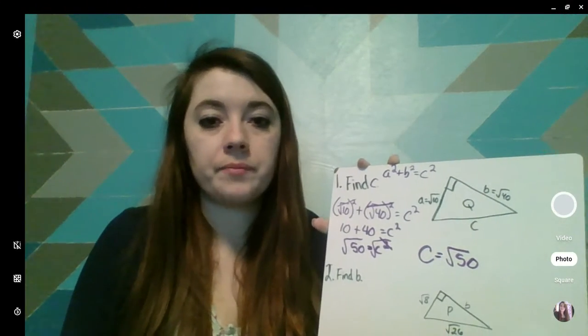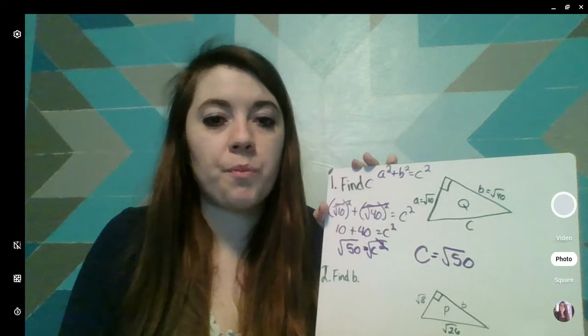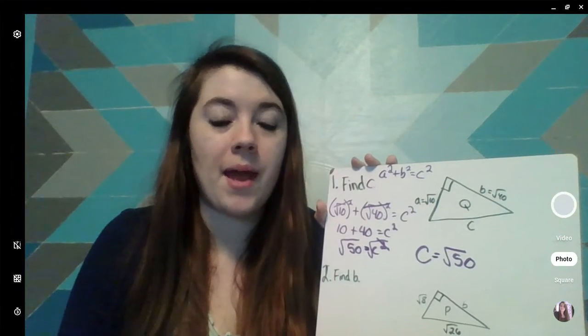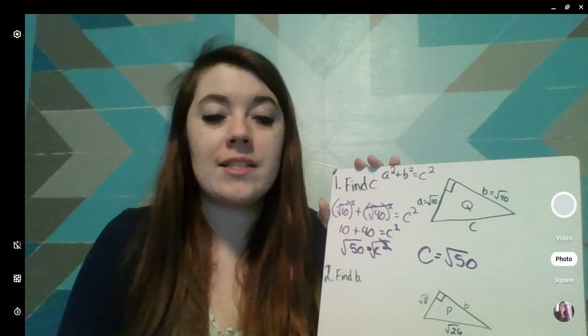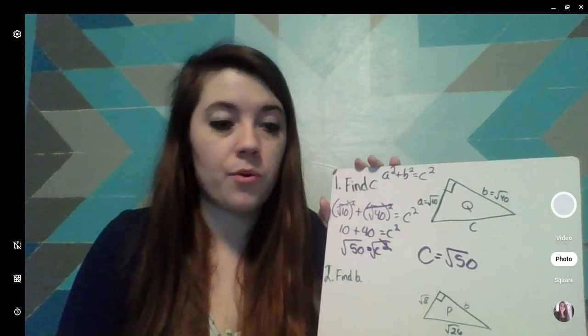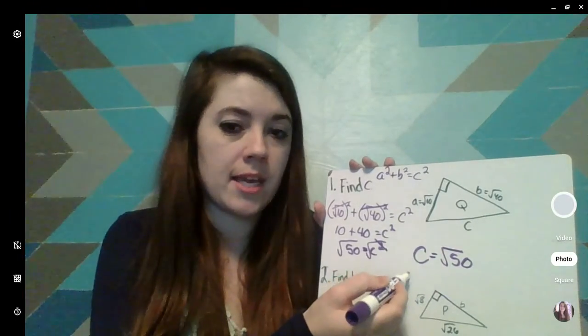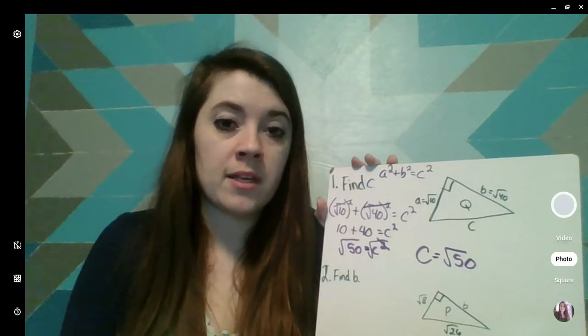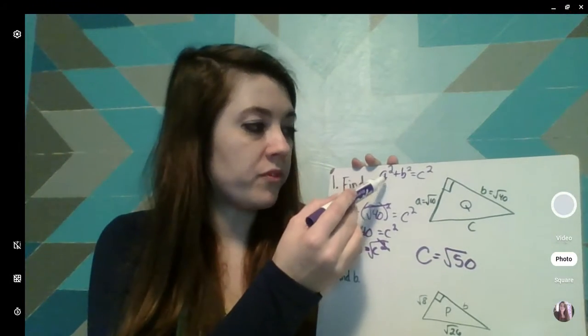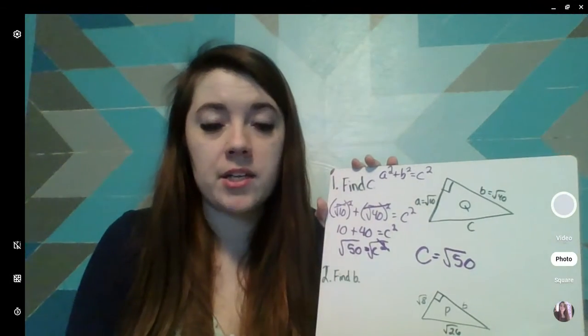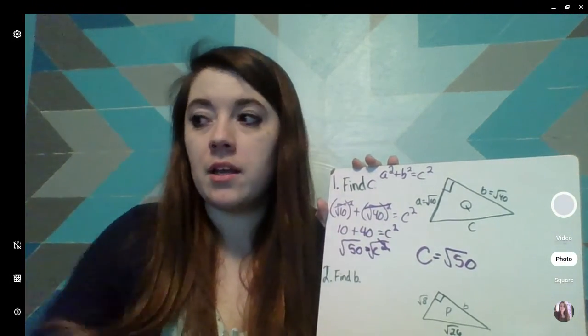And there's our answer. So this is all just practicing with that Pythagorean theorem and being able to solve for different missing side lengths. So you won't always be solving for C as you're doing these. Sometimes you might be solving for A, other times you might be solving for B. It just depends on what the problem looks like.